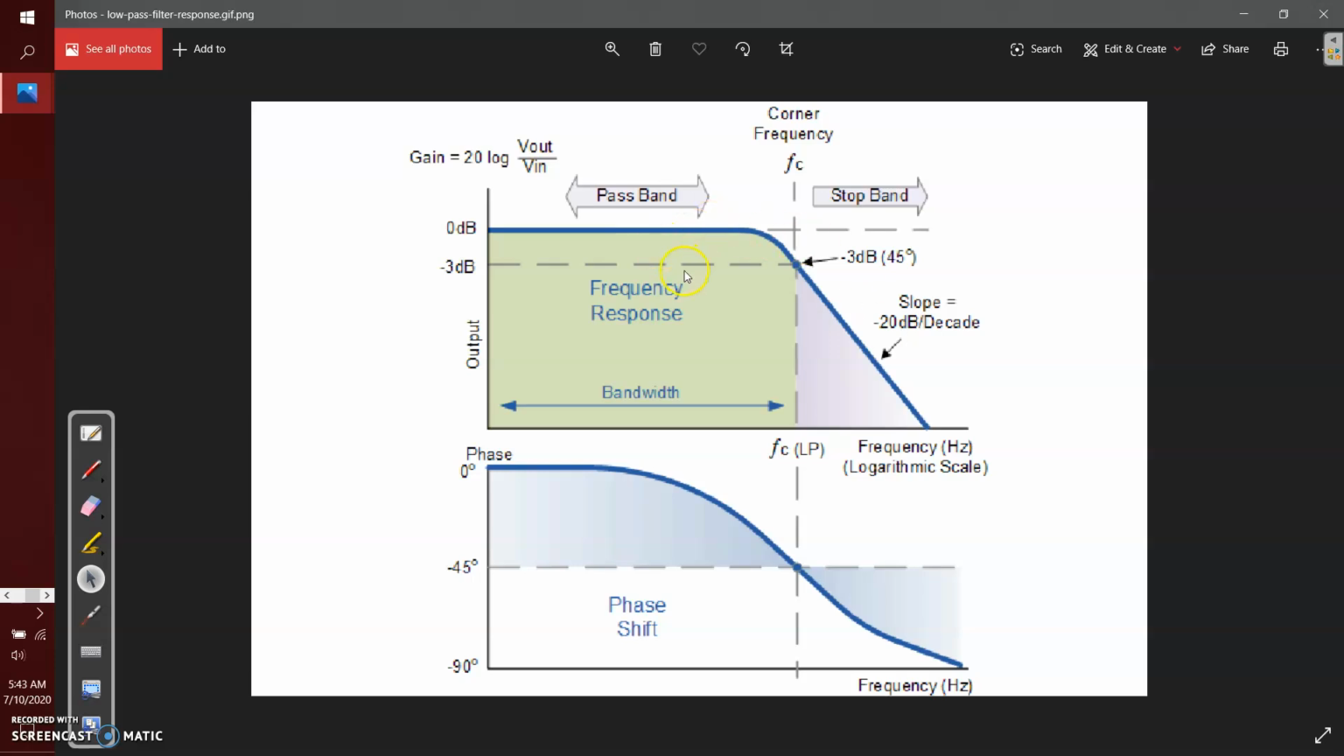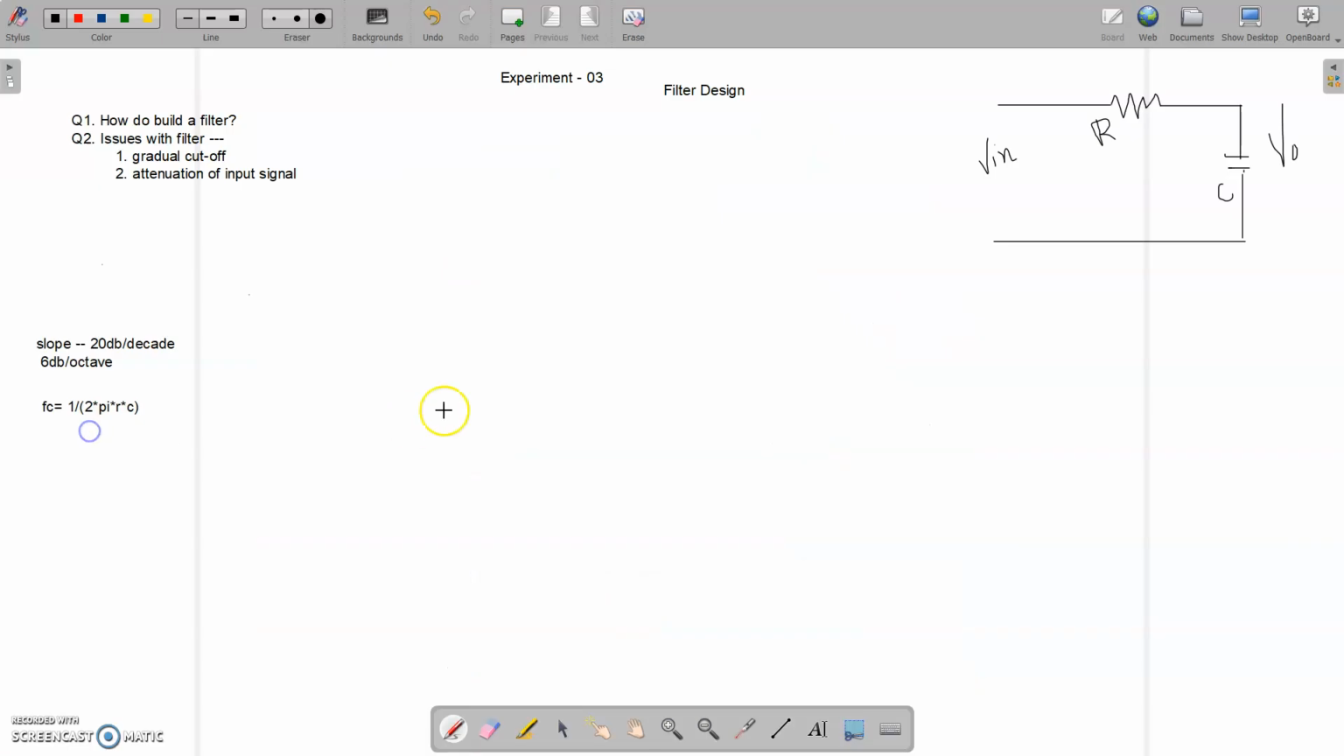Another thing you should know is the minus 3 decibel point. That is where we say this is my cutoff frequency, not this 0 decibel point. After 70% of the decade, we get the cutoff frequency. And we can calculate or fix the cutoff frequency by choosing particular values of resistor and capacitor. Now let's go back to our discussion.